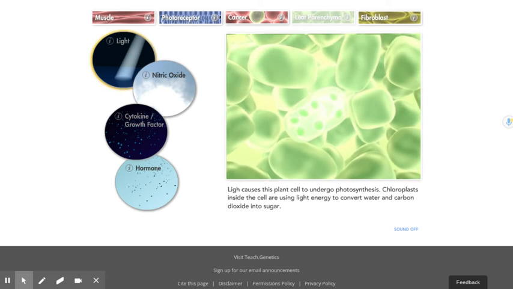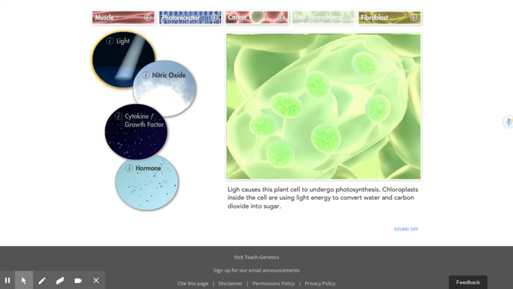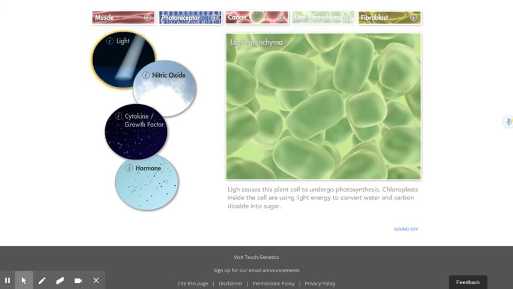Light causes this plant cell to undergo photosynthesis. Chloroplasts inside the cell are using light energy to convert water and carbon dioxide into sugar.